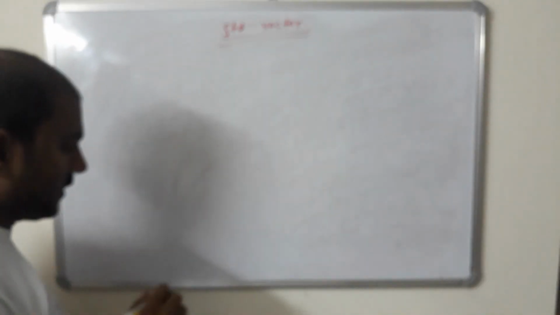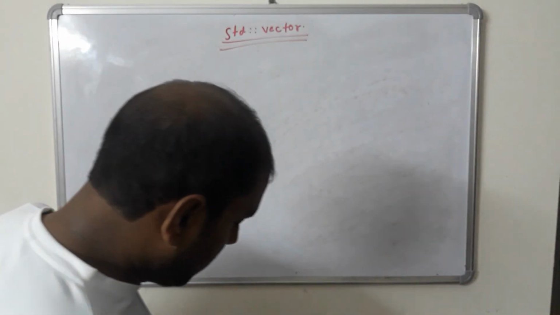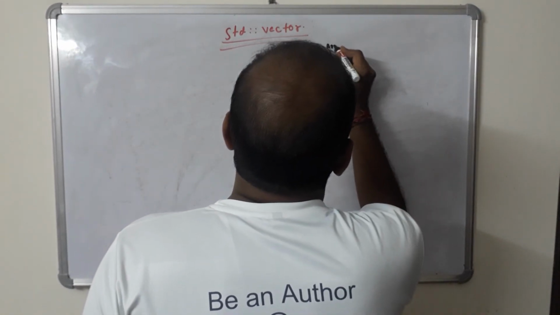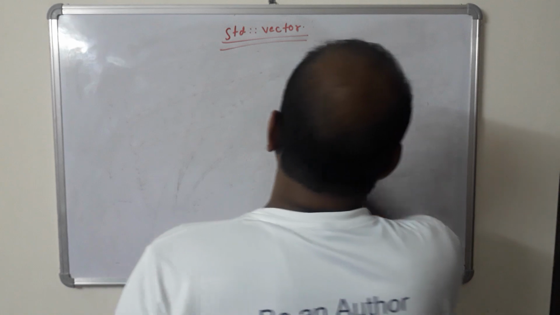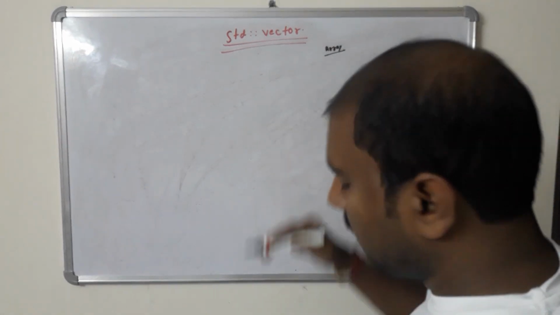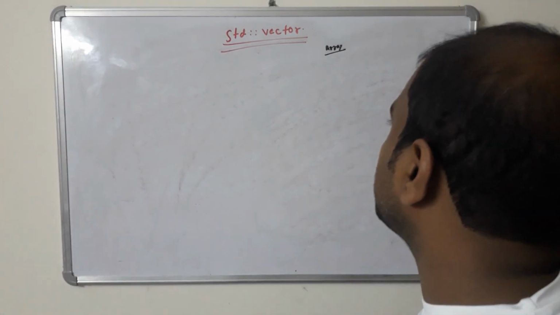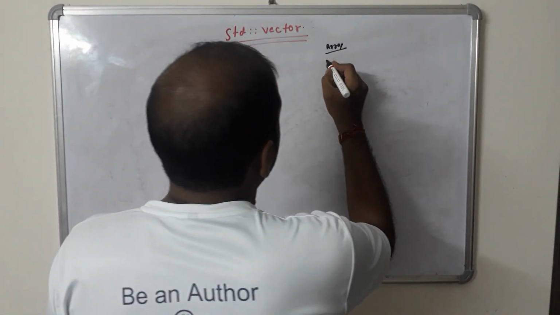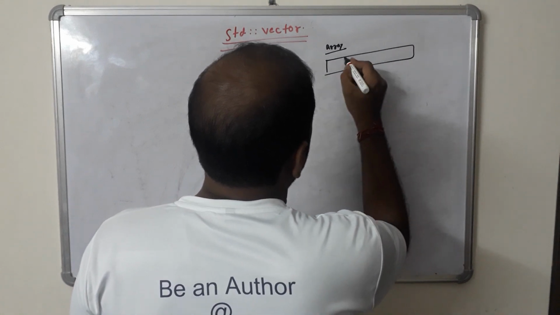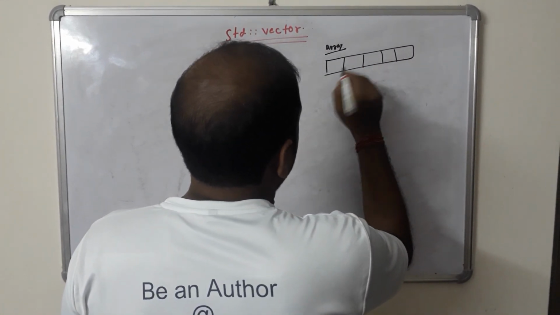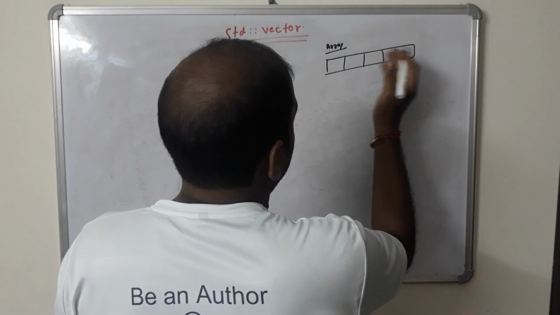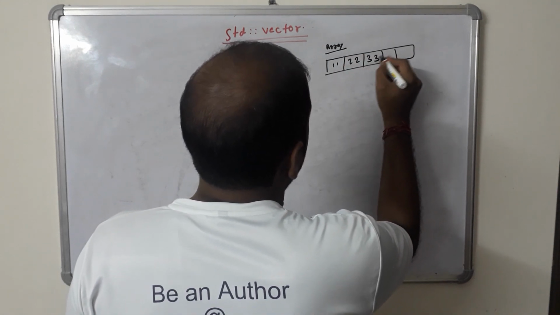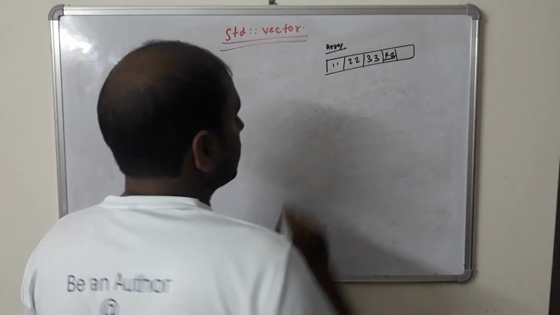First of all, what is vector? Before discussing the vector, first we need to discuss a little bit about array. As we know, we have built-in arrays in the C and C++ programming languages. An array is a continuous memory allocation for the same type of data. Like an integer array, it stores something like 11, 22, 33, 44. It's a continuous memory allocation.